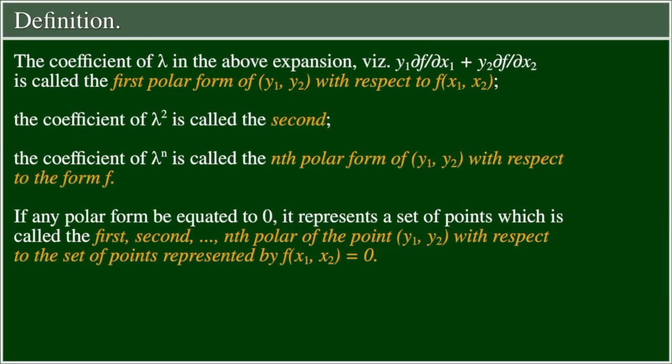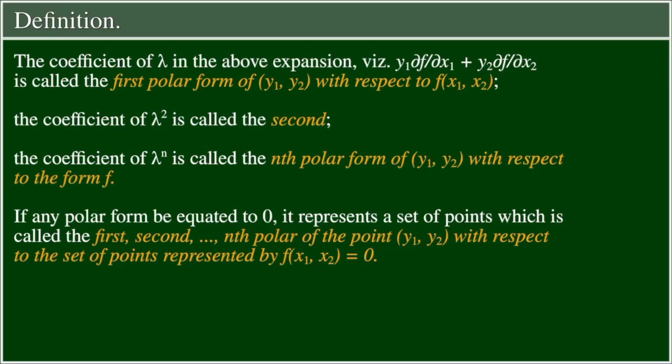Definition: the coefficient of lambda in the above expansion, namely y sub 1 df over dx sub 1 plus y sub 2 df over dx sub 2, is called the first polar form of y sub 1 comma y sub 2 with respect to f of x sub 1 comma x sub 2. The coefficient of lambda squared is called the second. The coefficient of lambda to the nth power is called the nth polar form of y sub 1 comma y sub 2 with respect to the form f.